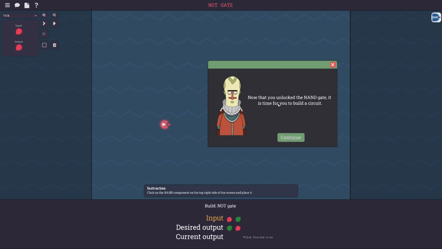Now that you've unlocked the NAND gate, it's time for you to build a circuit. Last level you made the table that described the circuit. In this level you build the circuit that matches the table.